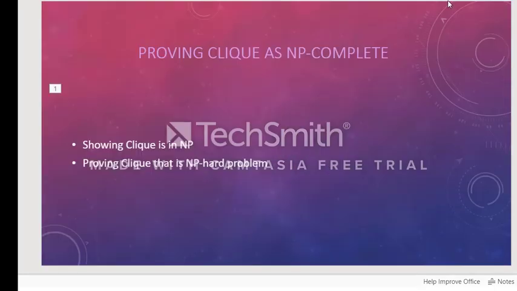Now, moving to prove clique is NP-complete. To prove it is NP-complete for any problem, as Amr mentioned in the first video, we must prove that the problem is in NP, and also we must prove that this problem is an NP-hard problem. When we talk about the clique here, we're talking about the clique decision problem. So we will verify if it's found or not.